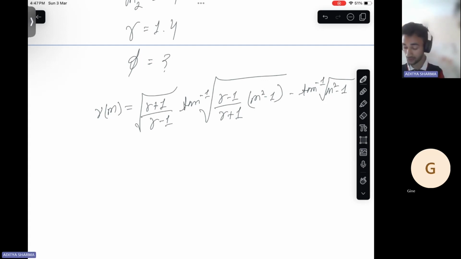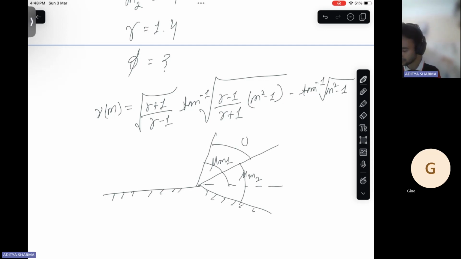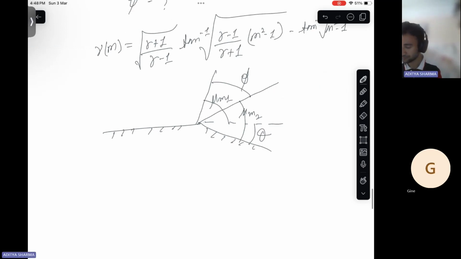So we need to find this fan angle, right? If you see this, this is the forward Mach line and this is the rearward Mach line. So this one is mu m1 and this one is mu m2. This angle is phi that we need to find out, and this is theta, right?